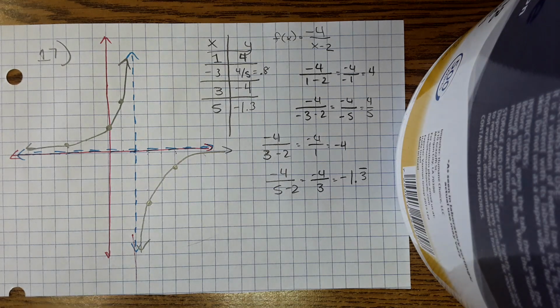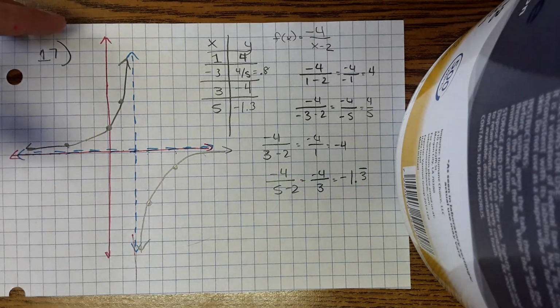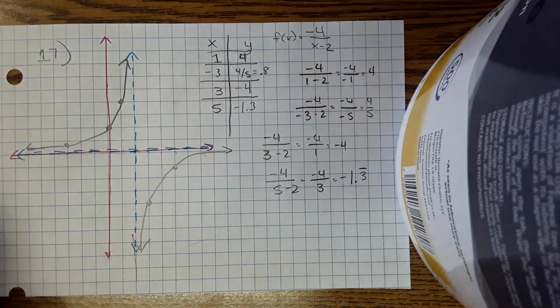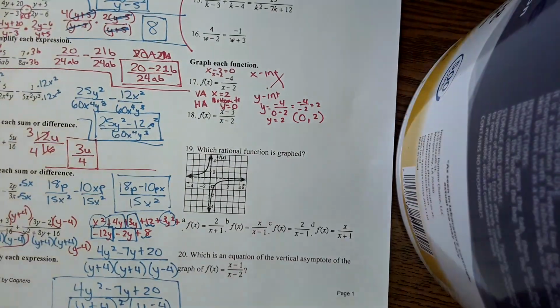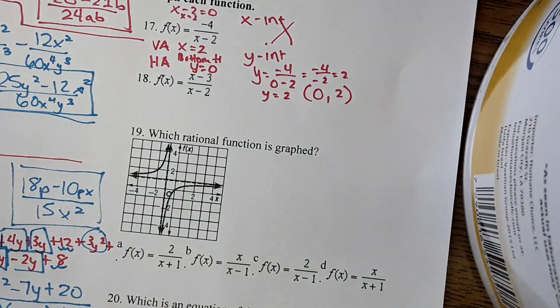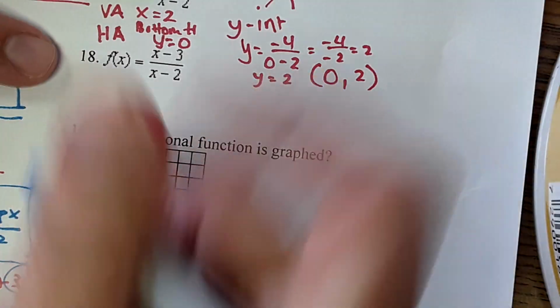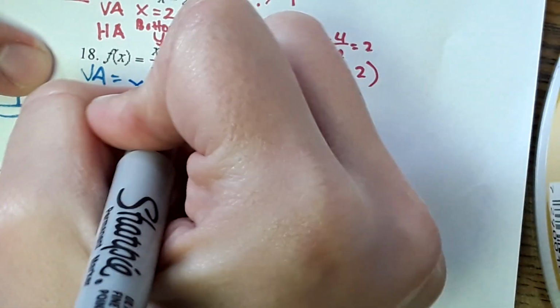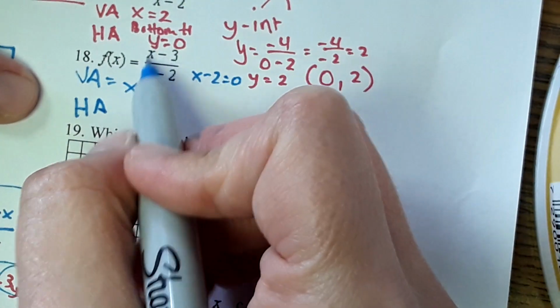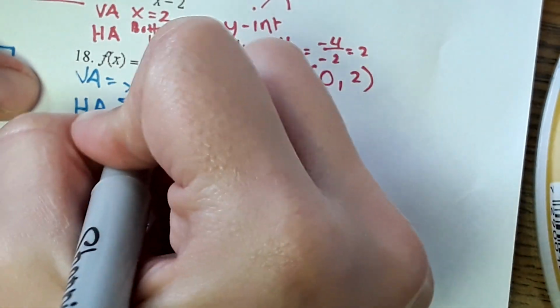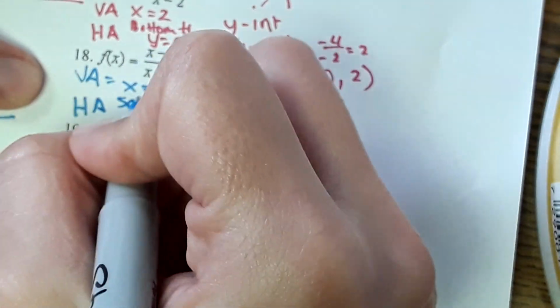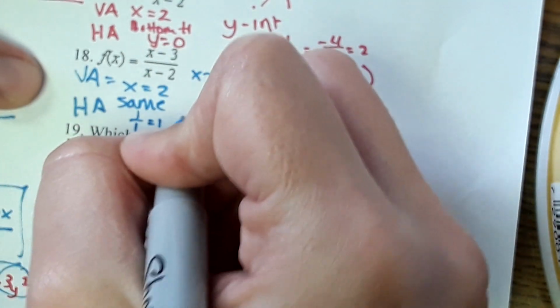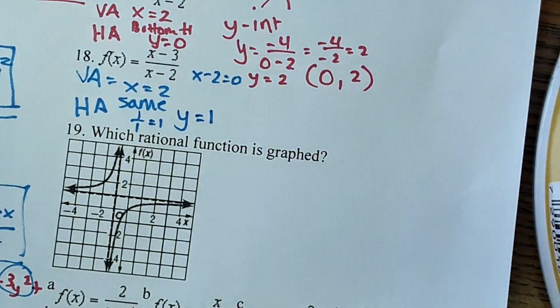Okay, 18, same process, same thing. Oh, you guys are still graphing. For 18, same thing, I'm looking for the vertical asymptote, horizontal asymptote, x-intercept, y-intercept. For the vertical asymptote, I would do x minus 2 equals 0, so x equals 2. For the horizontal asymptote, it looks like the x's are the same, so we take the coefficients, which are just 1 over 1 equals 1, so the horizontal asymptote is y equals 1.